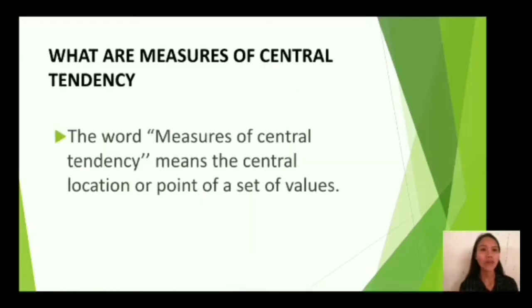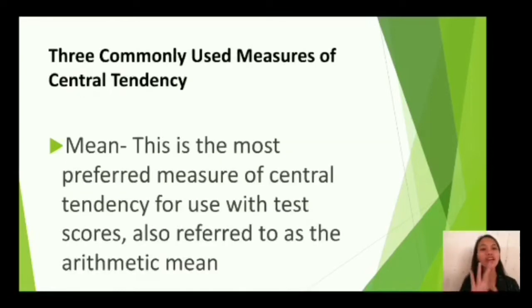So what are measures of central tendency? The measures of central tendency mean the central location or point of a set of values. There are three commonly used measures of central tendency: the mean, median, and mode. But let's talk first about the mean. The mean is the most preferred measure of central tendency for use with test scores, also referred to as the arithmetic mean. When we say mean, we are computing the average.